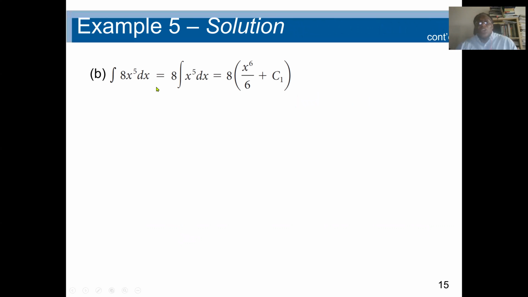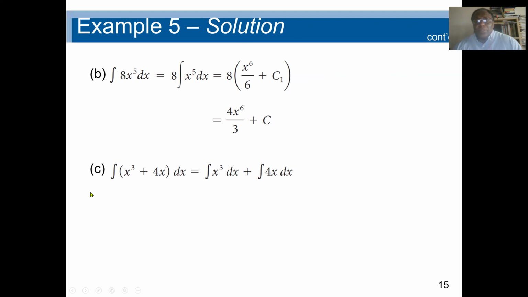So the second question also has a constant value. So we took the constant value out. Then we have a power rule here, x raised to the power 5. So it will be 5 plus 1 divided by 5 plus 1. So that will give us x to the power 6 divided by 6. And for the original answer, we open the parentheses. 6 and 4, 2 can go into both. We get 4 by 3, x to the power 6 plus c.